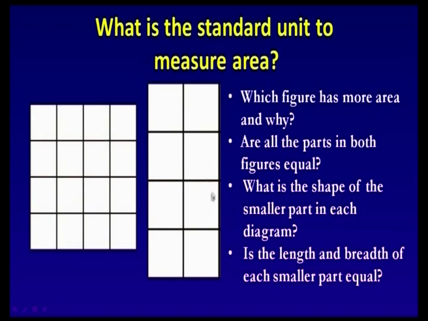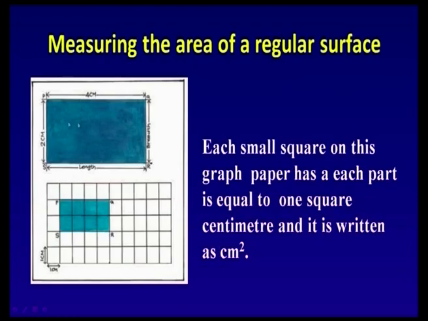So how are you going to find out the area? The area of this box can be calculated as the number of total boxes. And here how are you going to find out the area? The total number of boxes. But remember that the length and breadth of these boxes should be the same. If you take any regularly shaped object, then how are you going to find out the area?